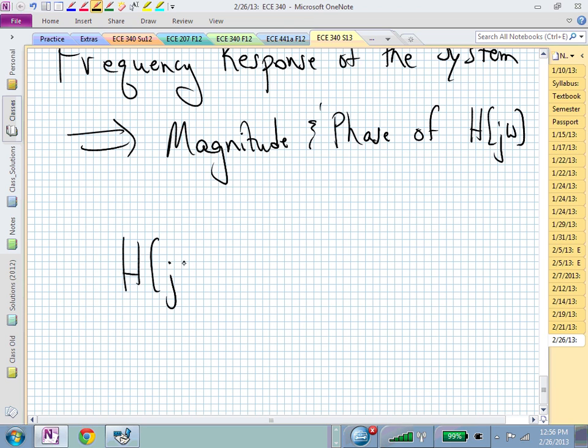Where this H of j omega can easily be found if you've found the transfer function in the S domain, by replacing S everywhere with j omega.